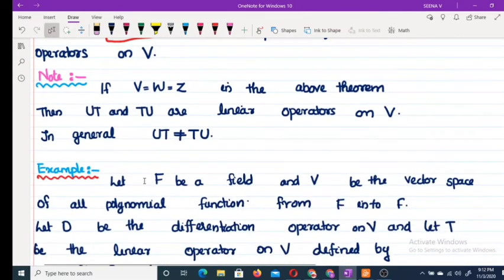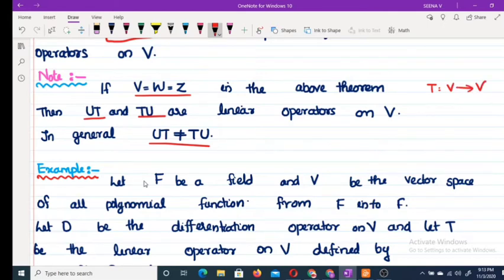Now there is another note. If V equal to W equal to Z in the above theorem, then UT and TU are linear operators on V. In general, UT is not equal to TU. Suppose we have T is a map from V to V, because V, W, Z are equal, and U is a map from V to V.